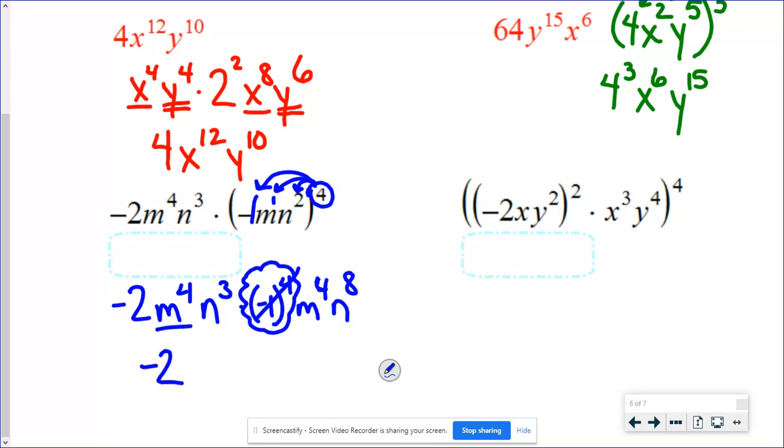M's, I've got m to the 4th and m to the 4th. That's m to the 8th. For my n's, I've got an n to the third and an n to the eighth. That'll be n to the 11th.